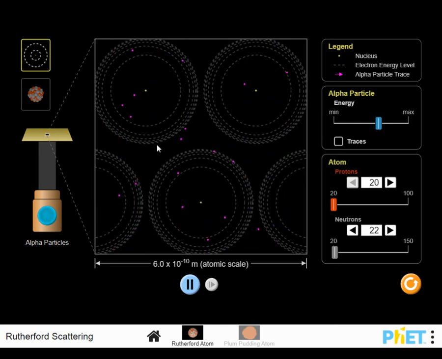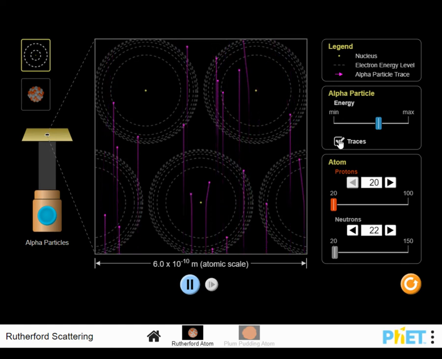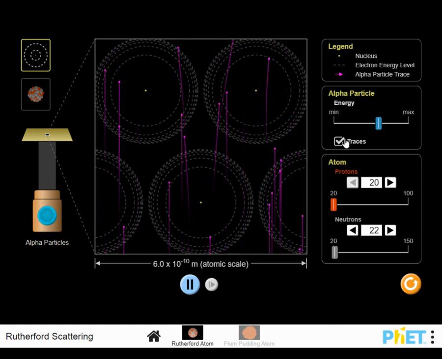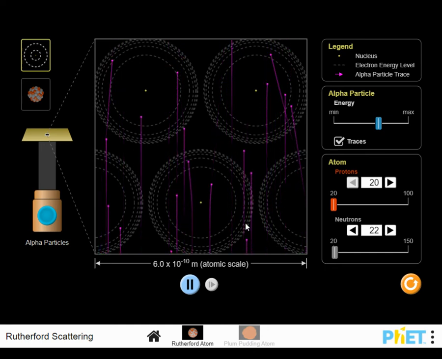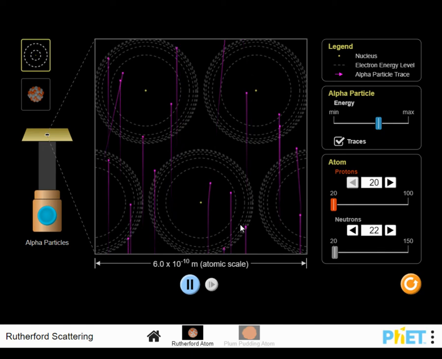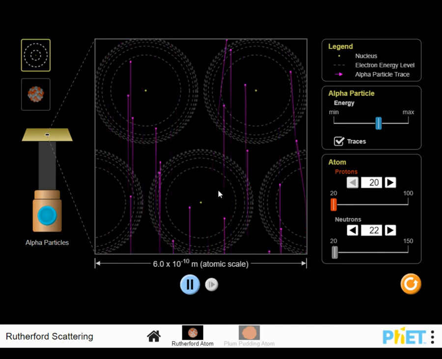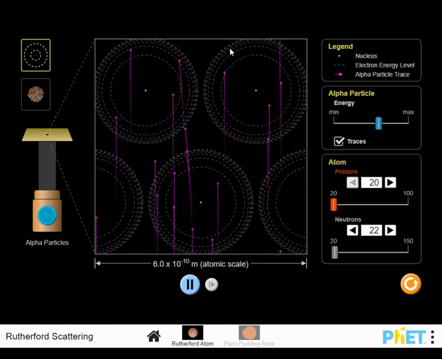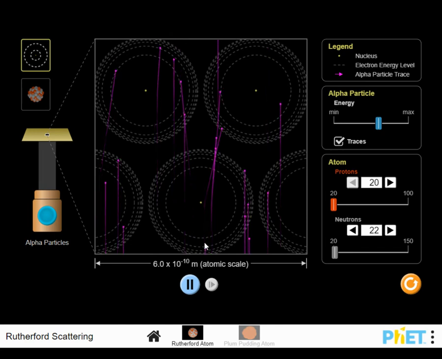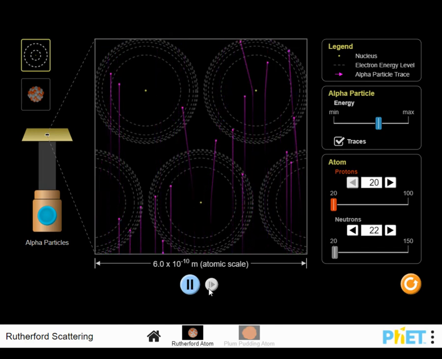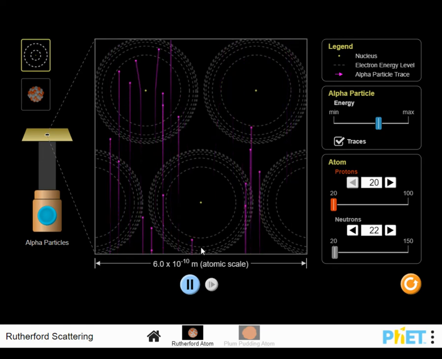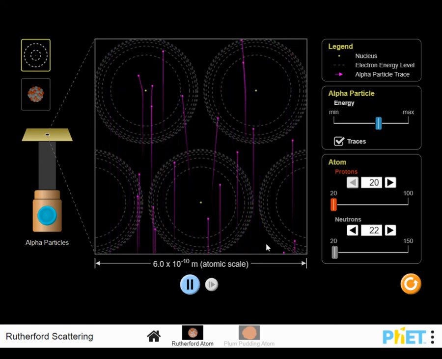Now all I see is purple dots right now, so I need to click the traces button. Okay. And that's what number 1 says. Click on the traces button. What do you notice about the paths of most of the particles? Look at these purple lines. The paths are mostly straight. When you get to one that goes really close to a nucleus, it veers off. Here's another one. Veers off a little bit.